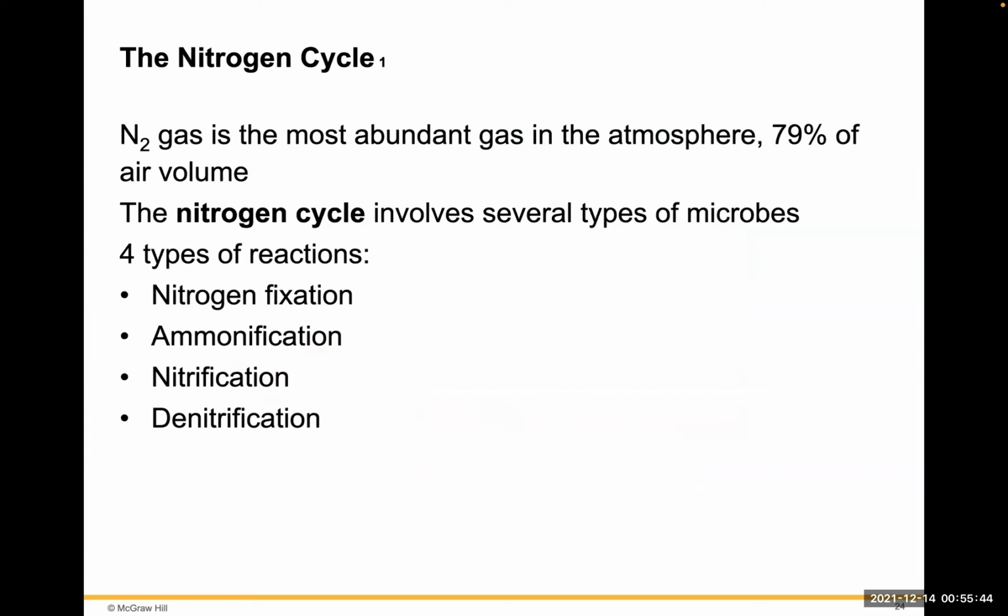The nitrogen cycle. Nitrogen gas is the most abundant gas, roughly 79% of the air volume. Our atmosphere is mostly nitrogen. The nitrogen cycle involves several types of microbes. There are four types of reactions that occur with these microbes for nitrogen: nitrogen fixation, ammonification, where ammonia is NH3, nitrification, where nitrite is NO2, and denitrification, which breaks down to nitrogen.